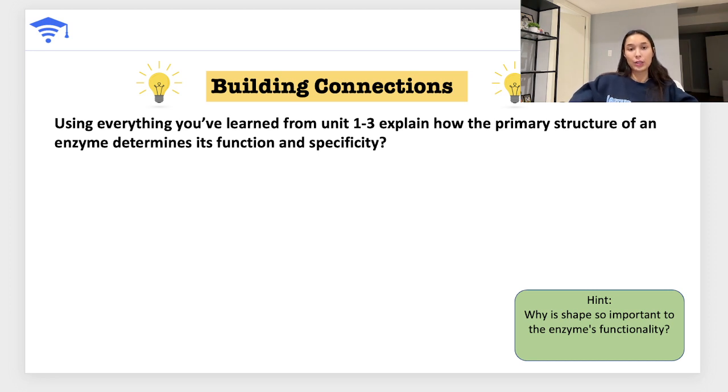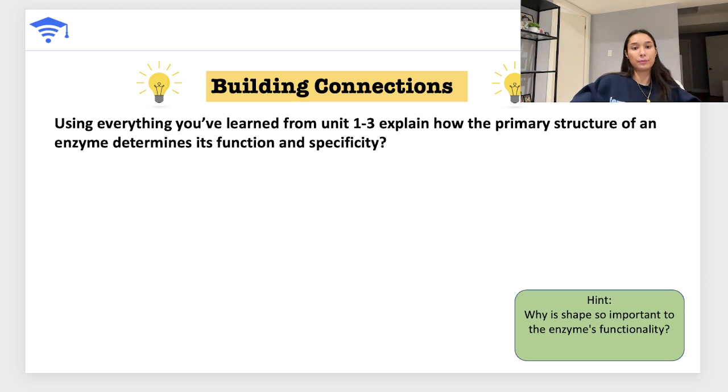Okay, so this question says, using everything you've learned from Unit 1, 2, 3, explain how the primary structure of an enzyme determines its function and specificity. And I've added a little hint here that says, why is shape so important to the enzyme's functionality? Now, a lot of my students, I taught this today, and they said, well, we understand secondary and tertiary structure and how that would affect function and specificity, but we don't understand primary structure. You've got to take it back all the way to Unit 1 and understand those fundamentals.